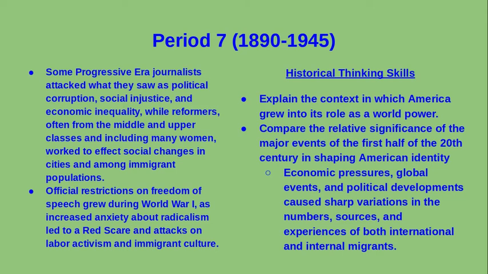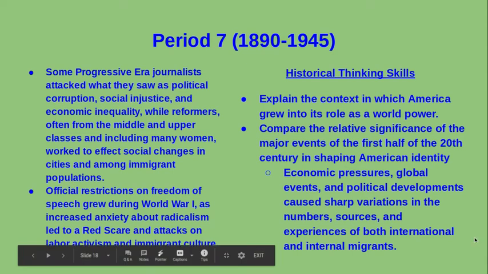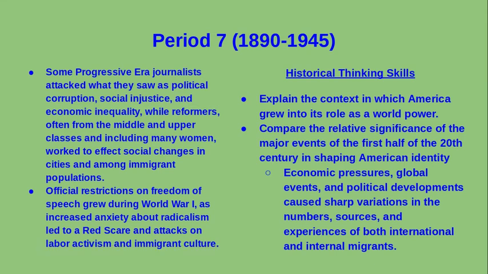Period 7, 1890 to 1945. Why 1890? Some historians start the Progressive Era in 1890. 1945 brings us to the end of World War II. Think about contextualization. This is the time period that marks America growing into its role as a world power. We talk about major events, 2 world wars, the Progressive Era, imperialism, the Roaring '20s, a Great Depression, and you can tie immigration into all of them. You have economic pressures, global events, and politics that are going to change policies towards immigration. That door swings open, that door swings closed. It's going to change attitudes about nativism.